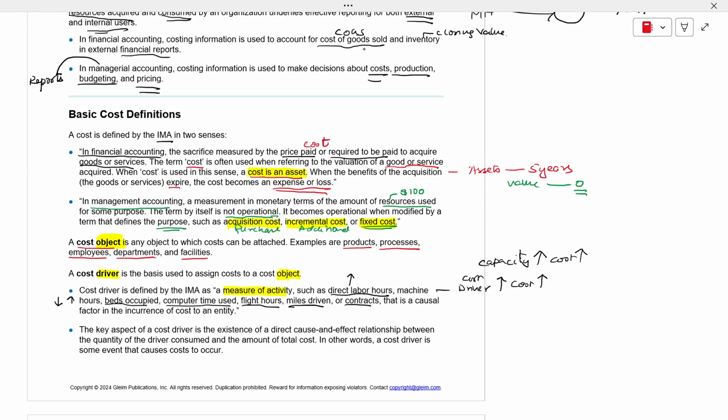There is a causal, normal relationship factor, that is the incurrence of the cost to the entity. It is a normal factor, isn't it? What happens to the cost? Definitely, you are using more resources. In simple terms, if resources are increasing, what will happen? Cost will also increase. If the resources are decreasing, cost will also decrease.